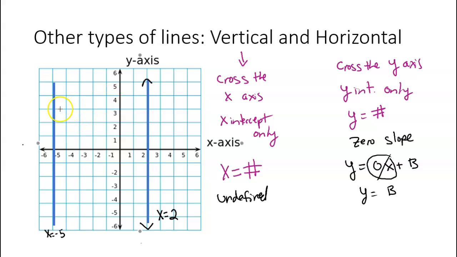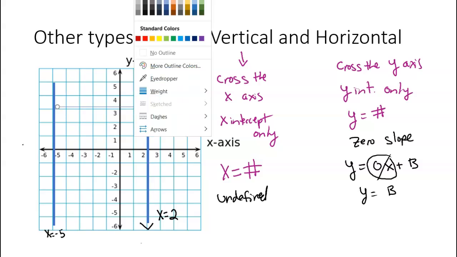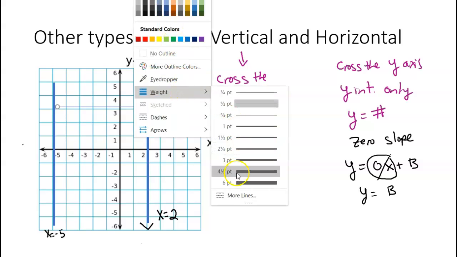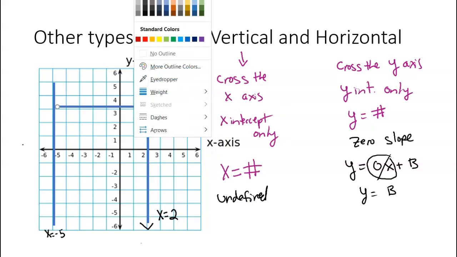For horizontal, right, it's going to look something like this. So again, it's going to cross. I'm going to move this in a second because it's not crossing it exactly where I want it to be. And I'm also going to change my color to make it a different color.